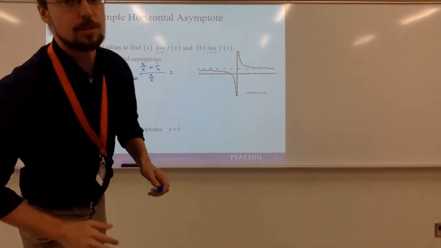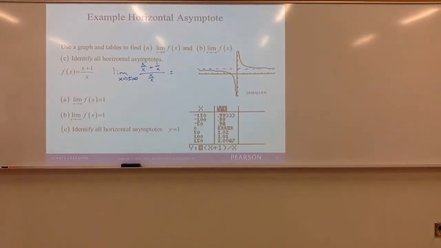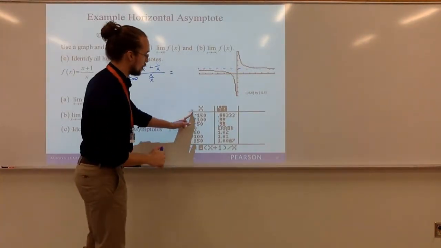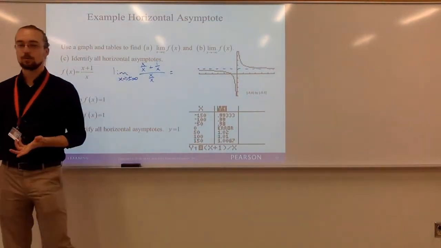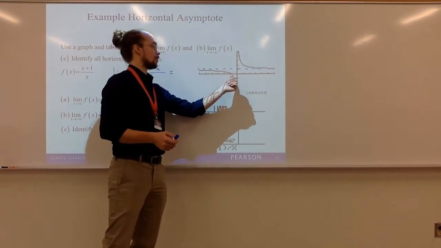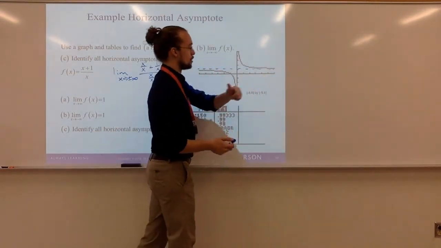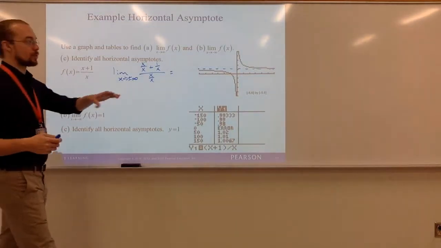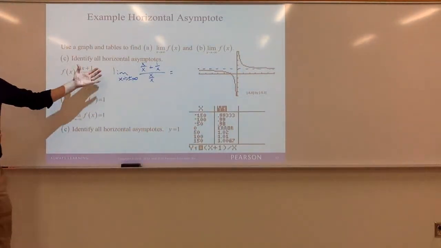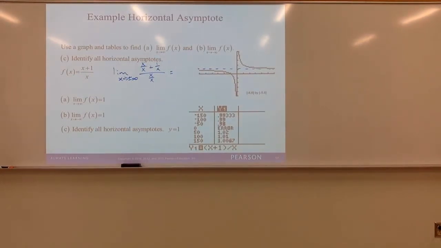Now, if we look at this from a table as well, we can see that as we go really far to the left or really far to the right, I'm getting closer and closer to the value of 1. To the left, I'm approaching 1 from the bottom. To the right, I'm approaching 1 from the top, and I'm getting closer and closer to a value of 1 in both directions. So we've talked about limits graphically, limits from tables, and limits algebraically. This just brings all that together in this example. Any questions?